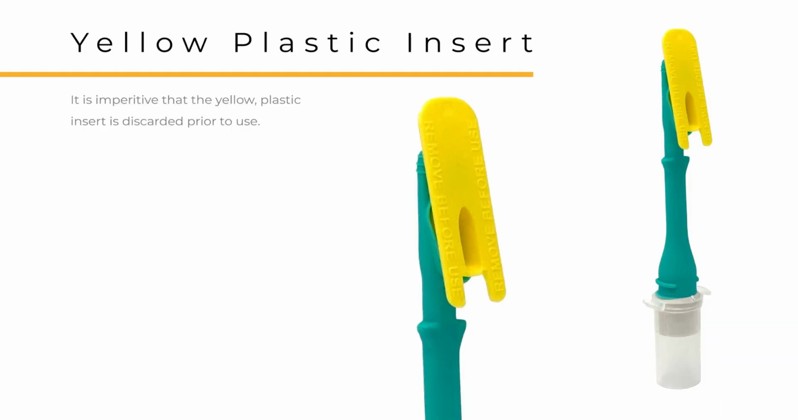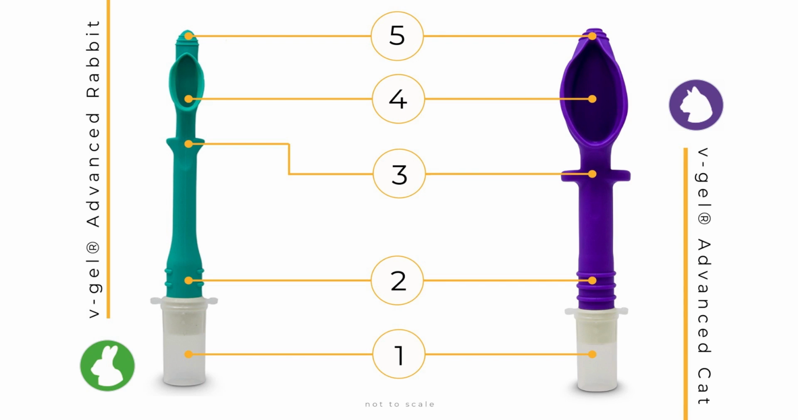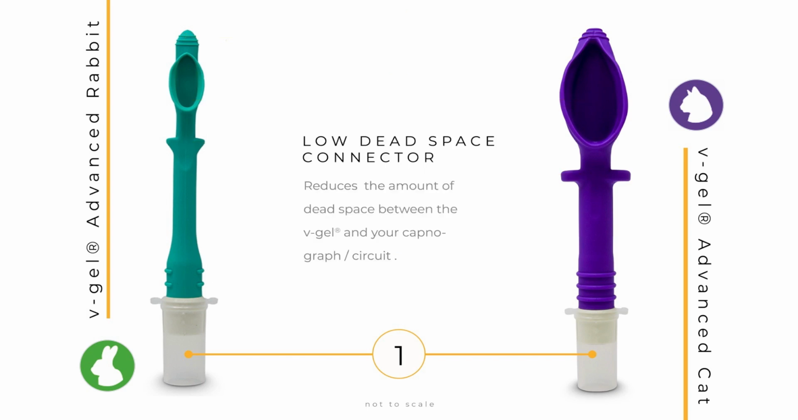When the V-gel first arrives, it will have a small yellow plastic insert to maintain the shape of the bowl during transport. This has to be removed prior to use and will no longer be required. This slide shows the V-gel Advanced for rabbits and cats with the various different parts numbered, which we will look at in turn. Number 1.